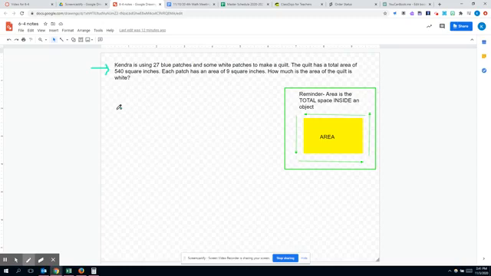So I'm going to read it to you and we're going to get started. Kendra is using 27 blue patches and some white patches to make a quilt. A quilt is like a blanket, so you can kind of imagine that in your head. The quilt has a total area of 540 square inches. Each patch has an area of 9 square inches. Our big question is, how much of the area of the quilt is white?